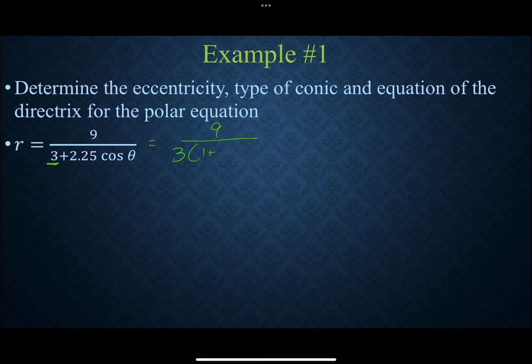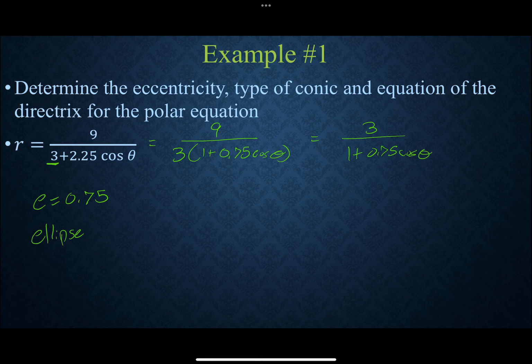So we take 3 away from 2.25 and we get 0.75. And then it has to reduce the numerator, whether it reduces nicely or not. So 9 over 3 becomes a 3. So now we are in the format of ed over 1 plus e cosine theta. So the e is always the number in front of the trig function. So e is 0.75, which means we are dealing with an ellipse.